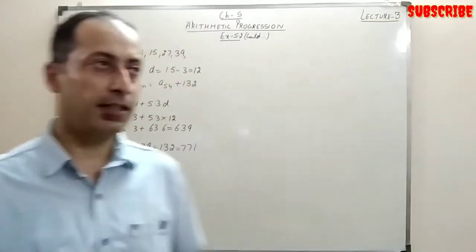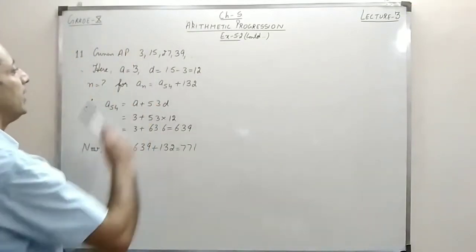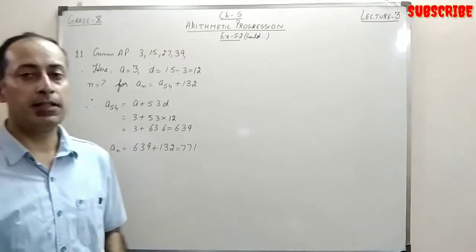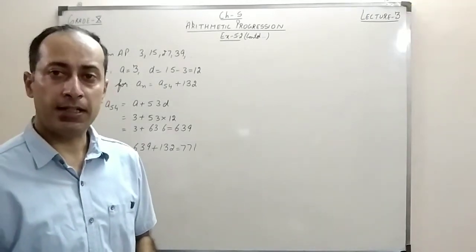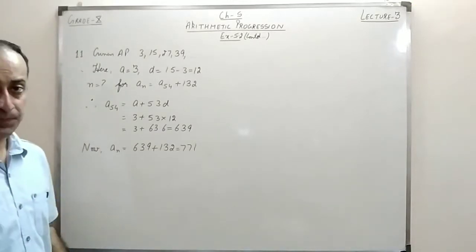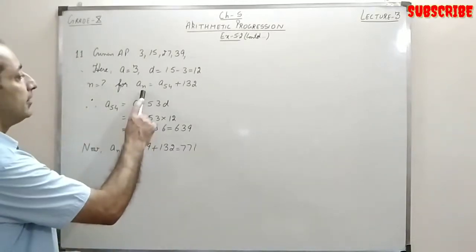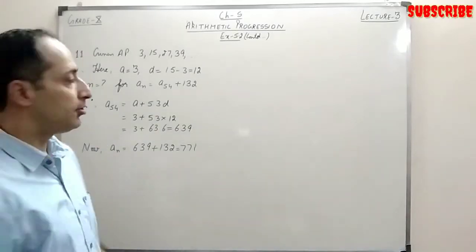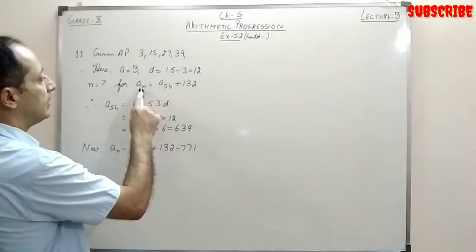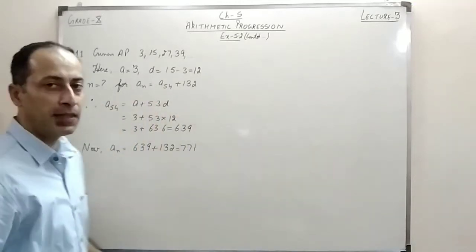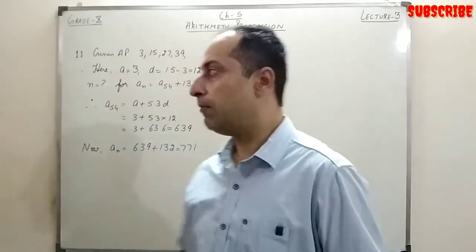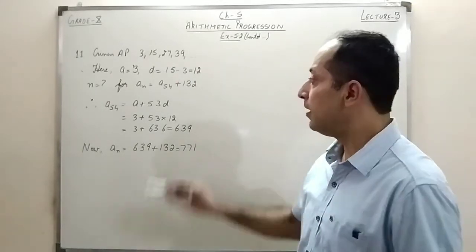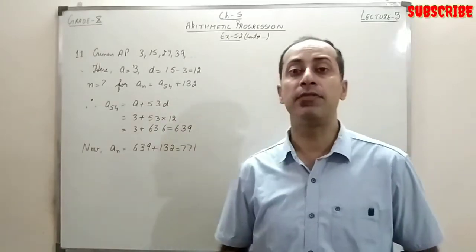Now what they ask: first we write the AP given to us. The AP given to us is 3, 15, 27, 39 and so on. They are asking which term is 132 more than the 54th term. So this is the 54th term, and this is the way we will write it. Understand it once again. What they are asking is which term of the AP is 132 more than the 54th term.